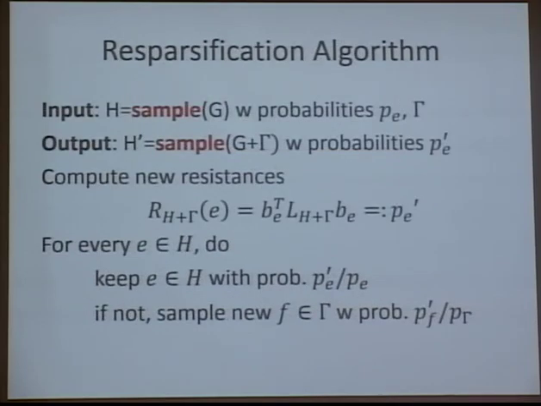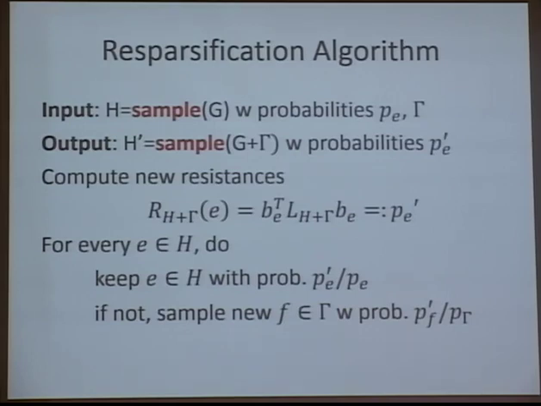Now this is the so-called resparsification algorithm, which they discovered in this paper. The input is H, which is a sample from the resistance distribution of G. I'm going to keep track of which probabilities, p sub e, the edges in the sample H were picked with. And I have this gamma, these new edges that I have to figure out how to deal with. The output is going to be H prime, which is a sample from G plus gamma, with the next sample probabilities p prime.